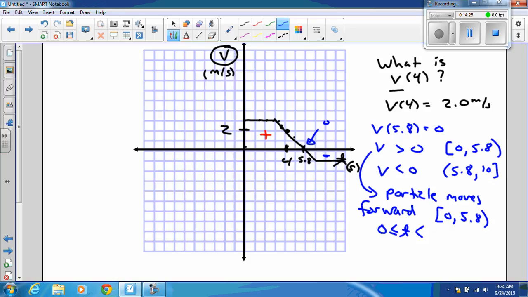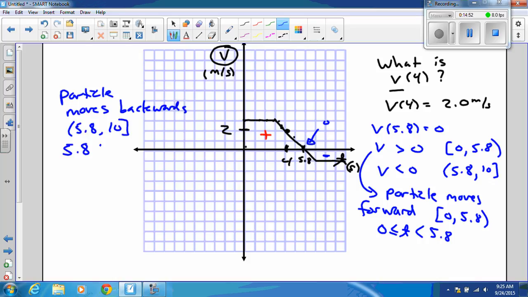If you prefer to use inequalities to express that fact, you could express it like that. There are just two different styles, they mean the same thing. For t's between 0 and 5.8. And the particle moves backwards for t's between 5.8 and 10, or again, I can express it like this. Notice that I am including 10, but I am not including 5.8.